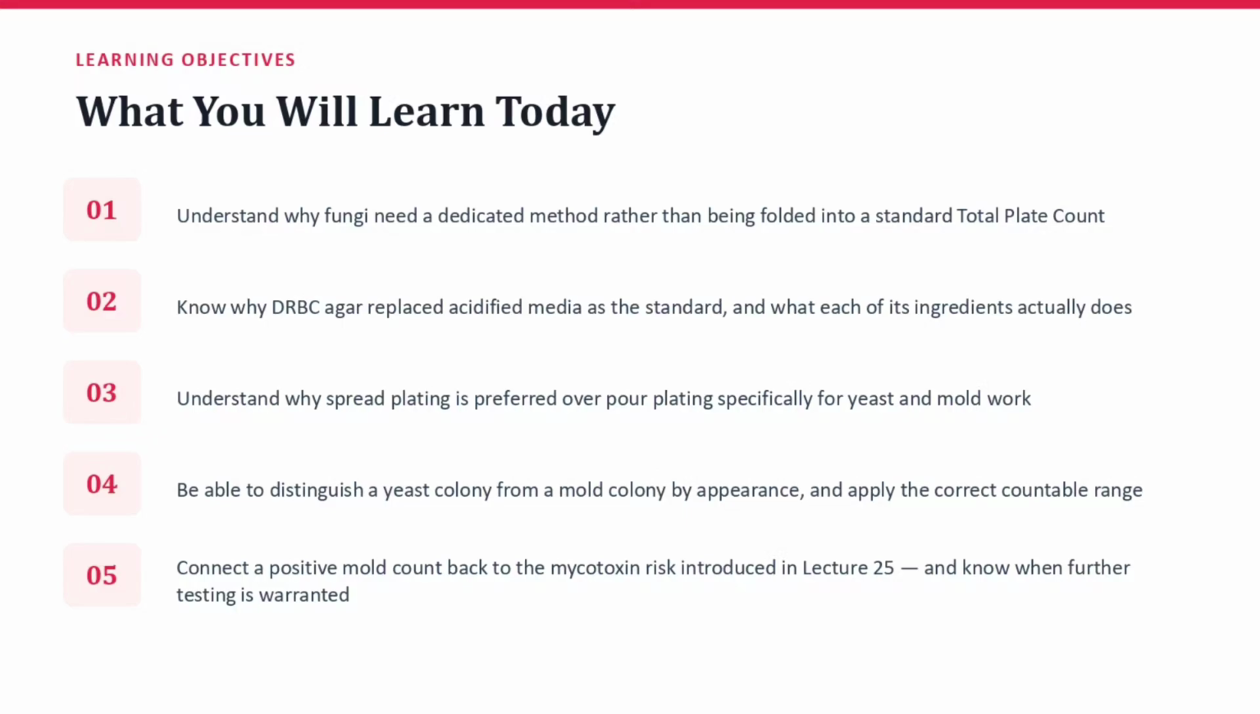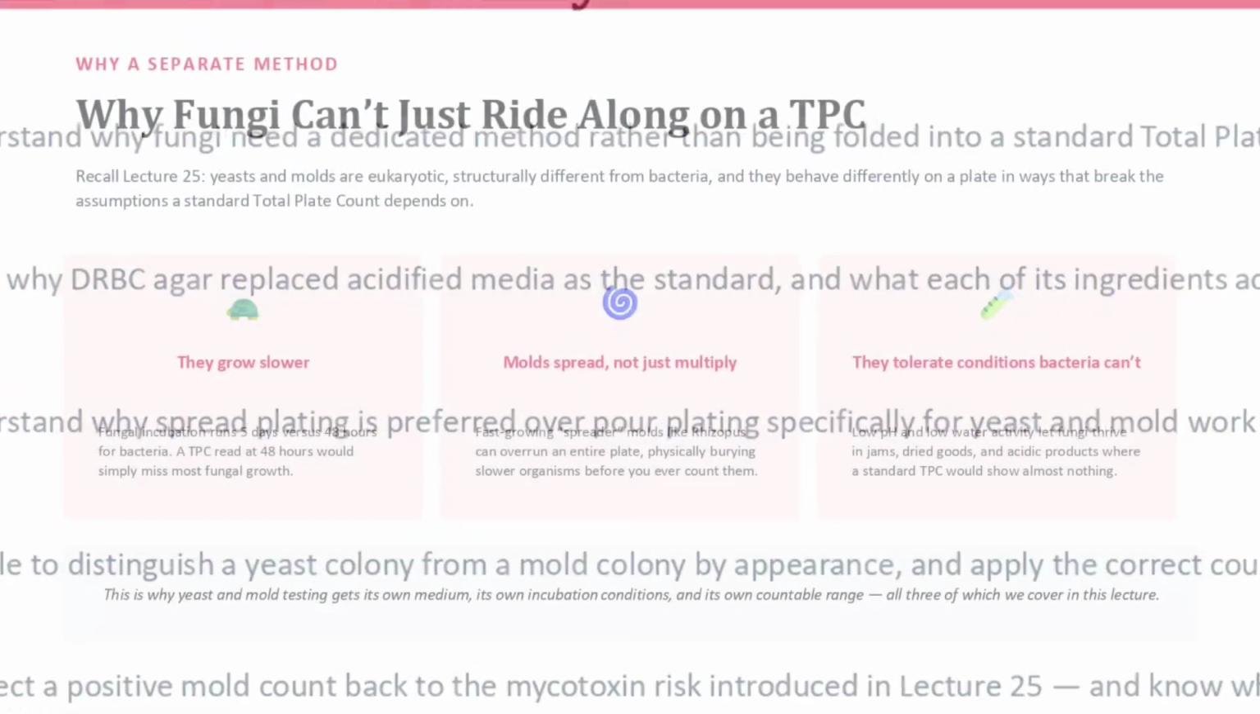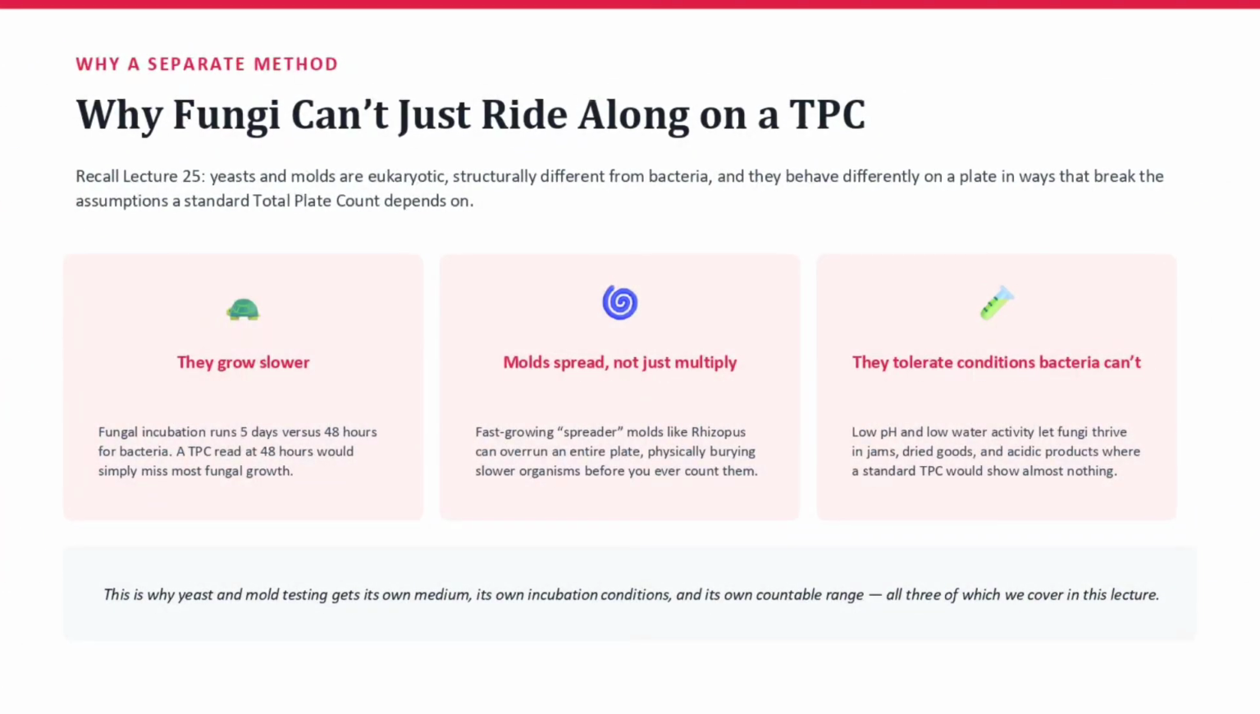Number 3, you will understand why spread plating is preferred over pour plating specifically for yeast and mold work. Number 4, you will be able to distinguish a yeast colony from a mold colony by appearance, and apply the correct countable range. Number 5, you will be able to connect a positive mold count back to the mycotoxin risk we introduced in Lecture 25, and know when further testing is actually warranted. Let's start with why fungi can't just ride along on a standard total plate count.